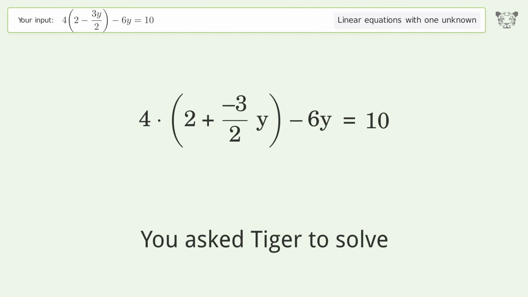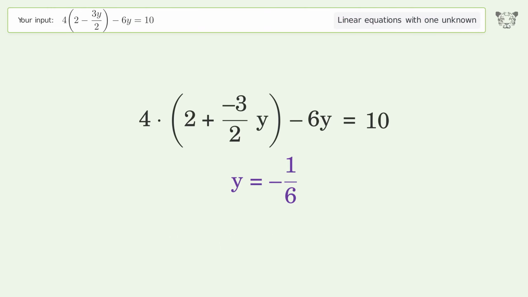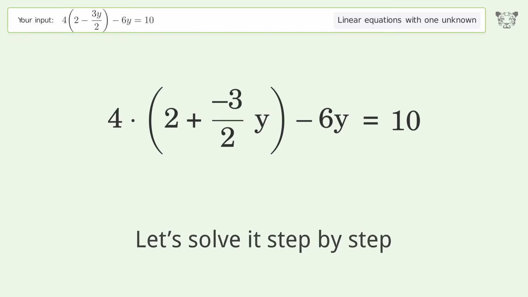You ask Tiger to solve this. This deals with linear equations with one unknown. The final result is y equals -1/6. Let's solve it step by step.